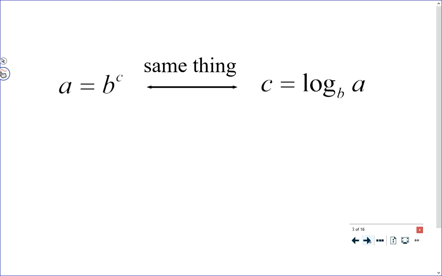When I ask you to rearrange a equals b to the c for c, we have to introduce a new way of writing things, and we write what is on the right-hand side of this screen. The item on the left is pronounced a is equal to b raised to the c. The item on the right is pronounced c equals log base b of a. And the thing I want you to notice is that c is the exponent. When you take a look at the left-hand equation, c is the exponent that you raise b to get a.